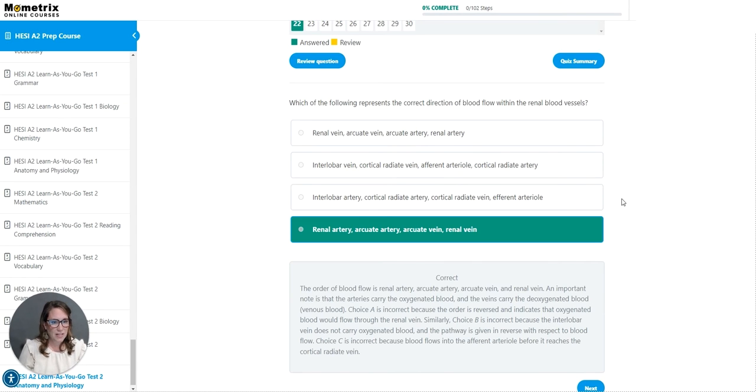Choice A is incorrect because we've flipped that. Remember, veins are not carrying oxygenated blood in this case. And then choice B is incorrect because our vein, again, does not carry the oxygenated blood. And then C is incorrect because the blood flows into the afferent arteriole before it reaches the cortical radiate vein.